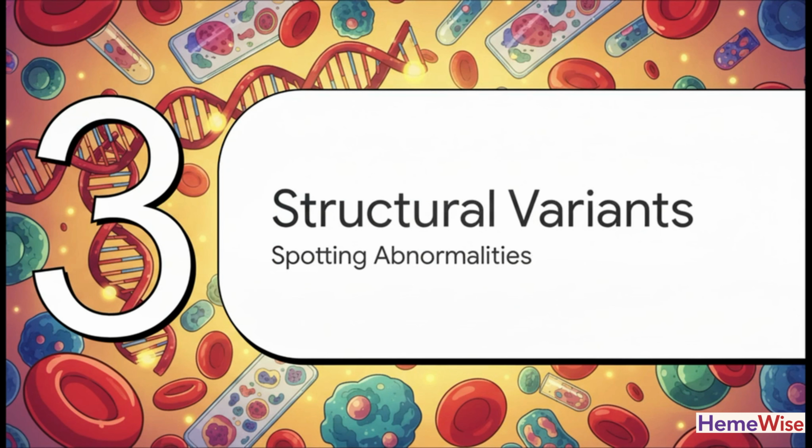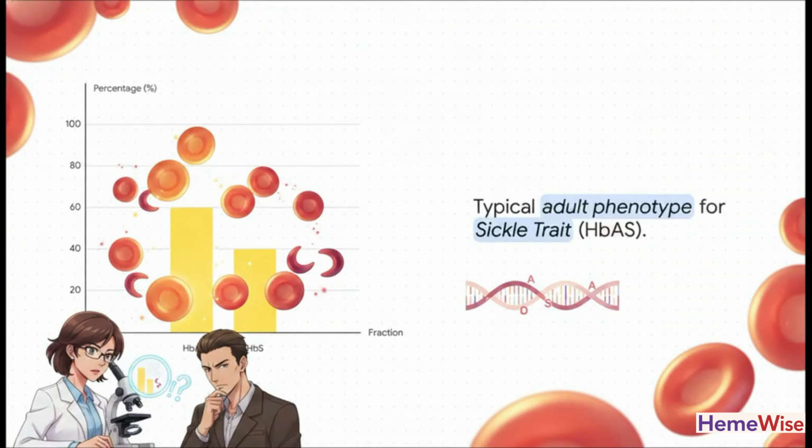Chapter 3. Spotting structural hemoglobin variants. With our tools calibrated, let's meet our primary suspects. Variants like hemoglobin S, C, D, and E. Let's look at a classic heterozygous presentation, sickle trait, or HbAS. In a typical adult with this trait, you'll see a roughly 60-40 split between hemoglobin A and hemoglobin S.